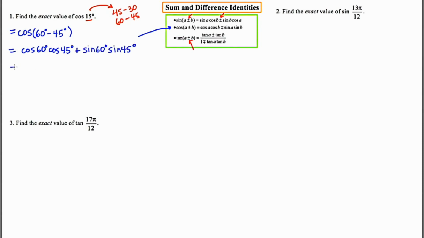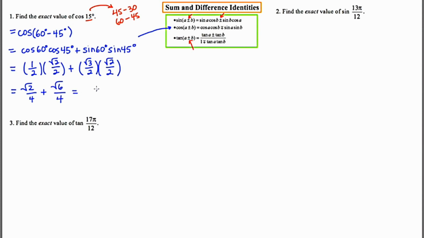What I like to do next is set up little blanks for each of these evaluations. It just helps me maintain a little bit of organization. Now the cosine of 60 from a prior unit I've memorized to be 1/2. The cosine of 45 is root 2 over 2. The sine of 60 is root 3 over 2, and the sine of 45 is root 2 over 2. Multiplying each of these fractions, I get root 2 over 4 for the first product, and for the second product, I get root 6 over 4. Because both of these fractions have the same denominator, I could write this as a single fraction, root 2 plus root 6 all over 4.